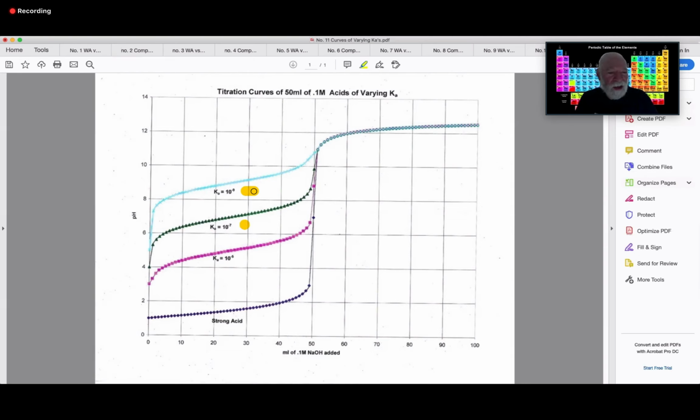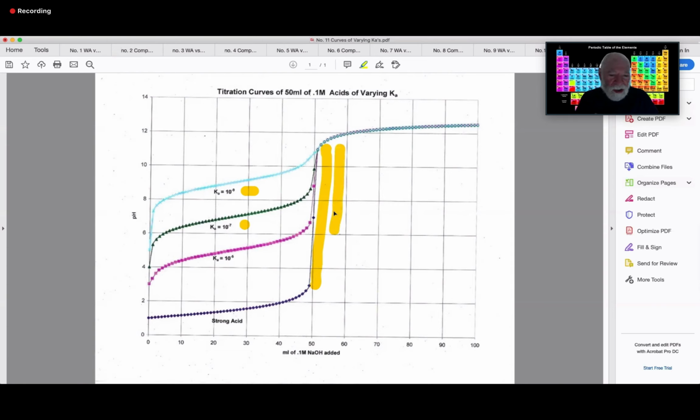Now here's the main thing I really want you to notice. If you want to detect the endpoint, it gets harder and harder to detect it because the slope or the break is not as sharp. In other words, for a strong acid, strong base, look how the pH changes so much with half a drop from your burette. For a Ka of 10 to the -5, the break is not quite as good, but still pretty good.